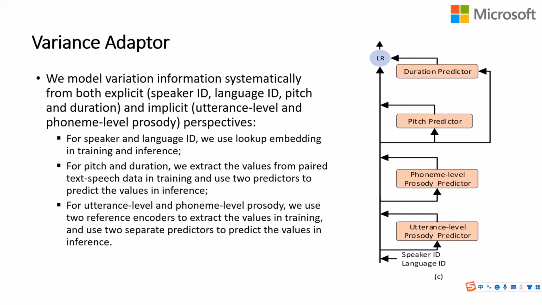Yeah, for the implicit information at the utterance level, it is a similar solution to GST, and the phone level processing is similar to the utterance level, but it is used at the phone level. So both are extracted from the mel spectrum during training. During inference, we predict these values from the test data.